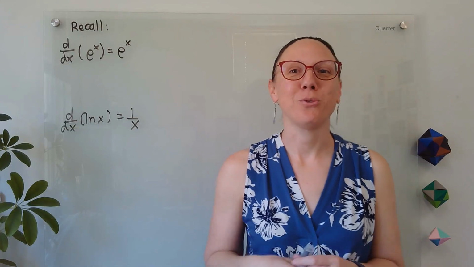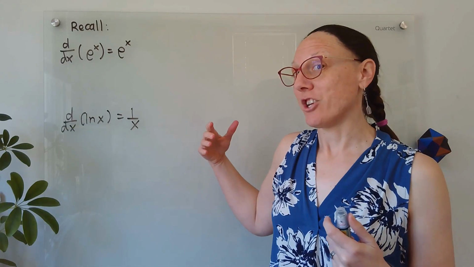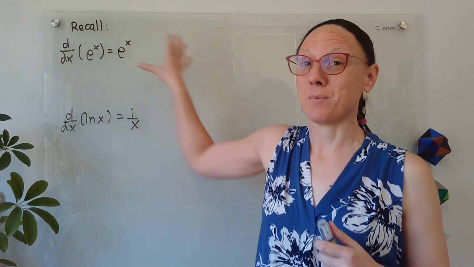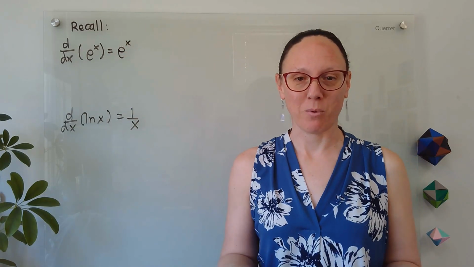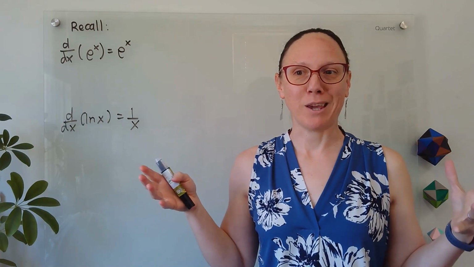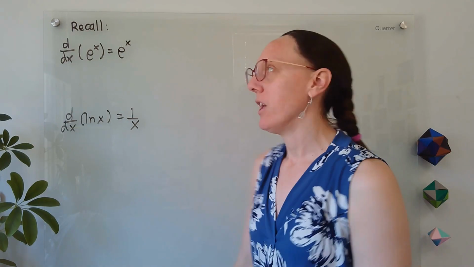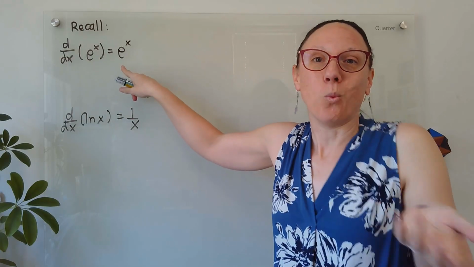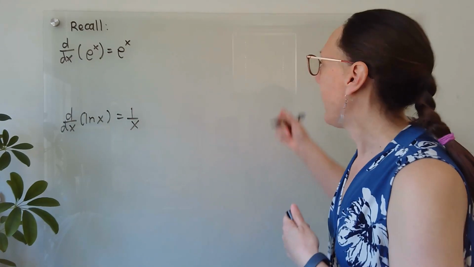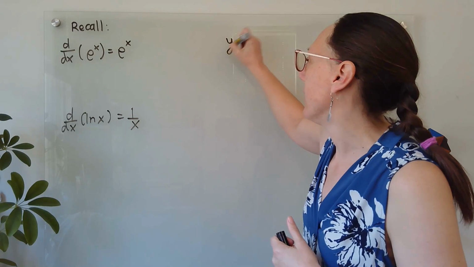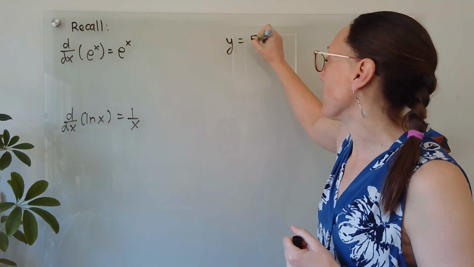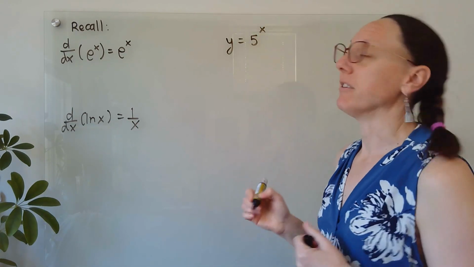What I would like to do is take implicit differentiation to sort of expand on these two really specific derivatives that we're going to want to memorize and expand those to be a little bit more generic. So what if I was taking the derivative of something but my base wasn't e? I had an exponential, and let's say that the base on my exponential was 5. So really my function was y equals 5 to the x.